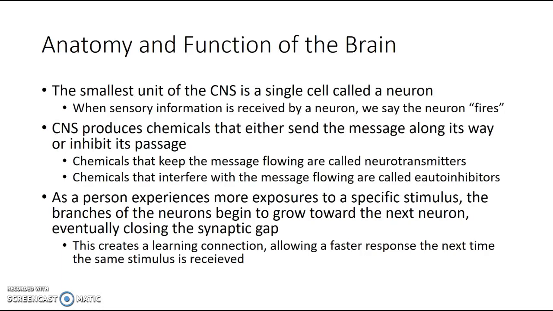The smallest unit of the CNS is a single cell called a neuron. When sensory information is received by a neuron, we say the neuron fires. The CNS produces chemicals that either send the message along its way or inhibit the passage. Chemicals that keep the message flowing are called neurotransmitters, and chemicals that interfere with the message flowing are called neuroinhibitors.